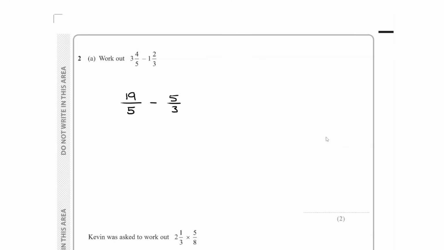Now I can go through with actually subtracting them, so I have to have a common denominator. The lowest common multiple of 5 and 3 is 15, so I must change both fractions first. The first one obviously multiply by 3, which is 57 over 15. Take away the second one, multiply by 5, 25 over 15. Now I can actually subtract the numerators, which gives me 32 over 15.